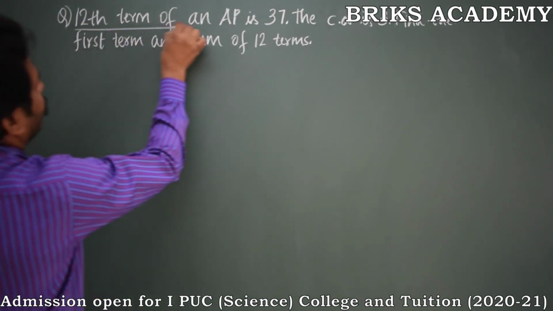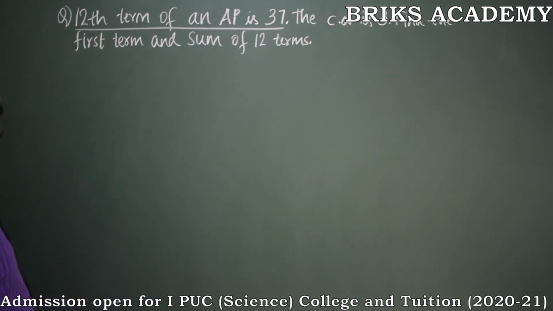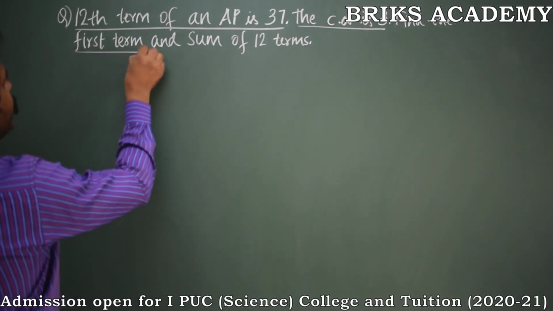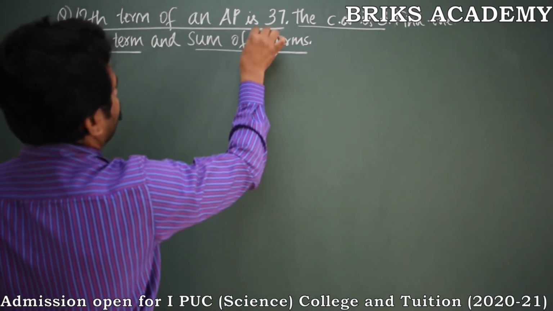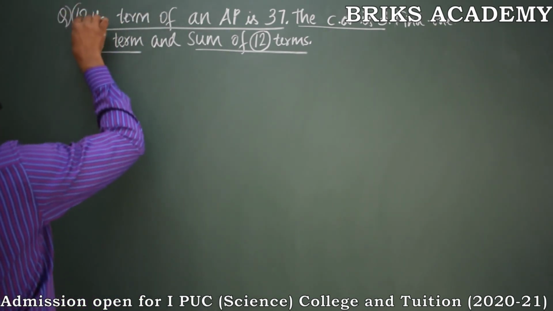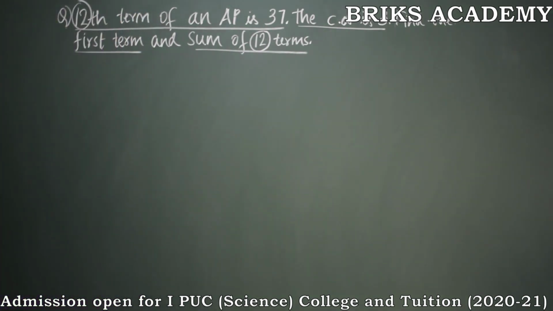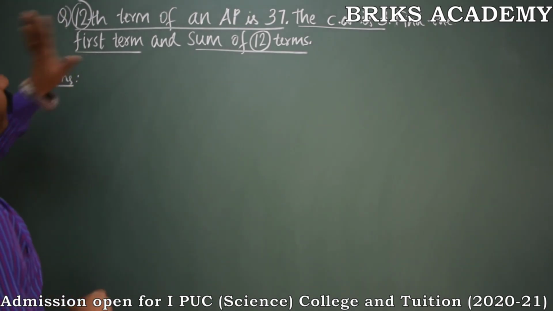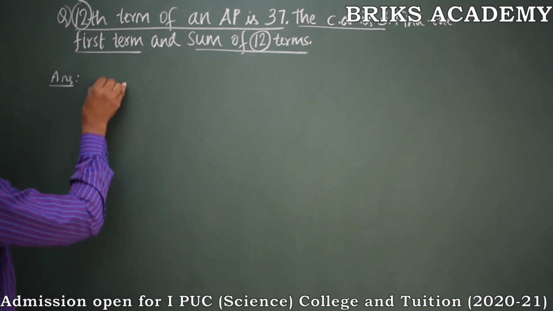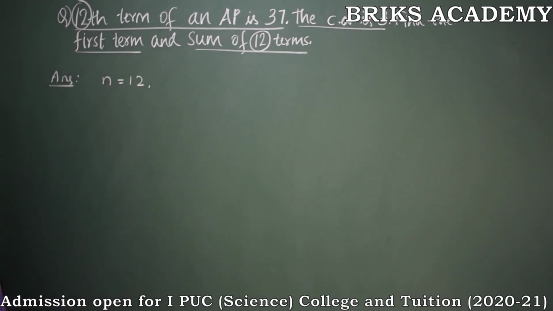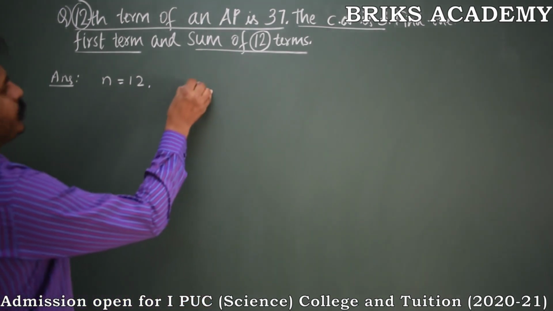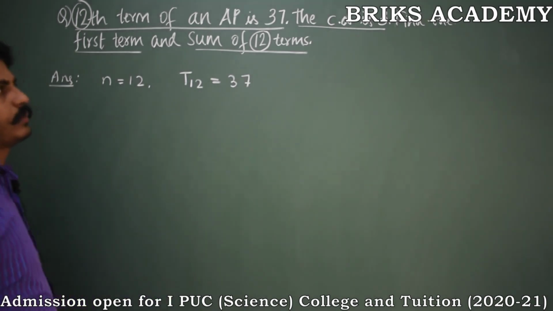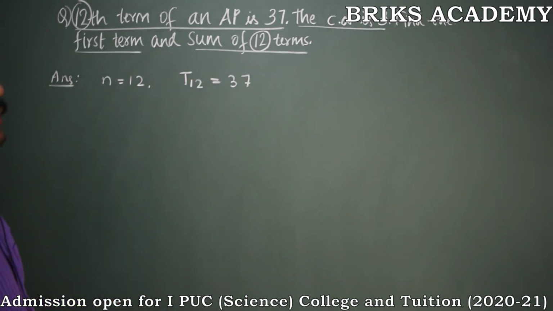The 12th term of an AP is 37. The common difference is 3. Find the first term and the sum of 12 terms. See, observe here, 12. So what have they given? Clearly observe. The 12th term of an AP. What do you mean by 12 there? That is N. N is 12. That is, the 12th term is 37. That's what they have given.